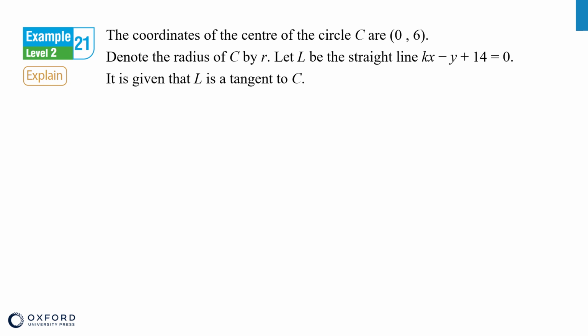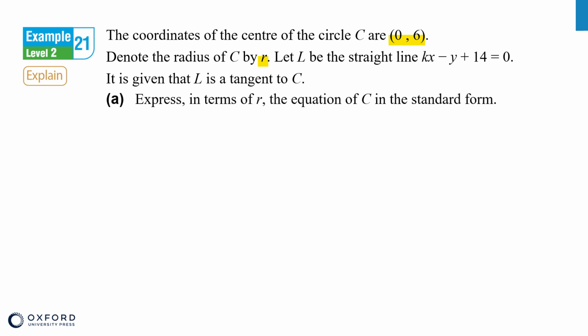In this video, we are going to solve an integrated question involving the equation of the tangent. The center of circle C is at (0, 6), whose radius is denoted by r. The straight line L, kx minus y plus 14 equals 0, is a tangent to C.